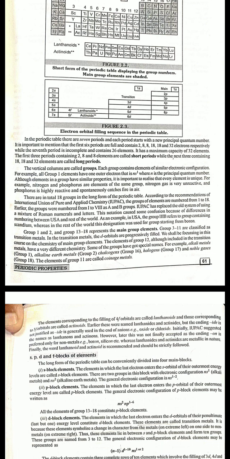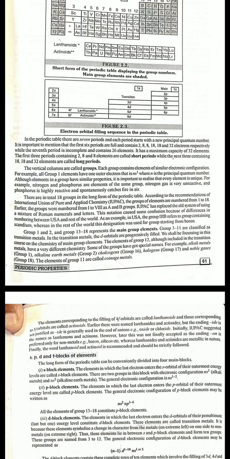Group 1, Group 2 and Groups 13 to 18 represent the main group elements. Groups 3 to 11 are classified as transition elements. In the transition metals, the d block is progressively filled. We shall be focusing in this course on the chemistry of the main group elements. The elements of group 12, although included in the transition elements, have a very different chemistry.